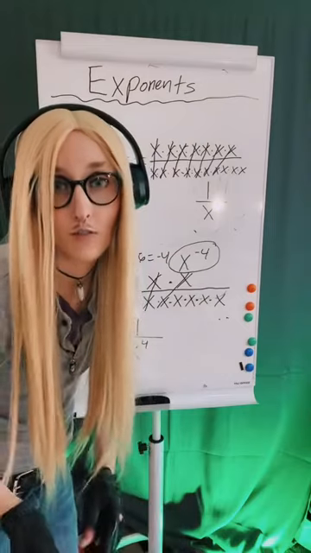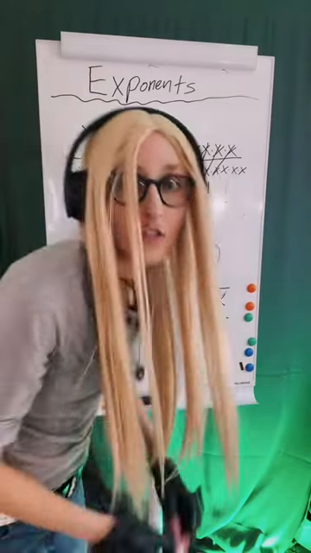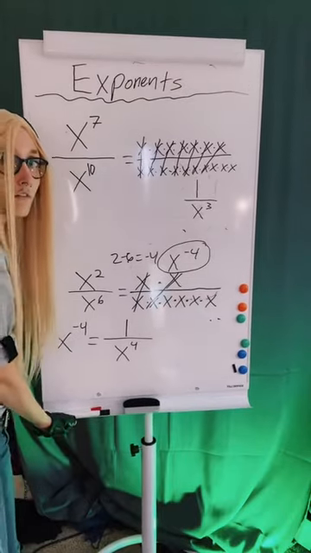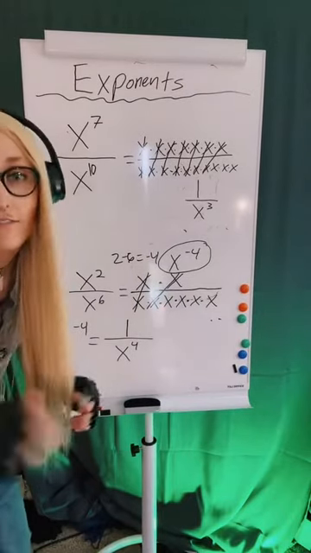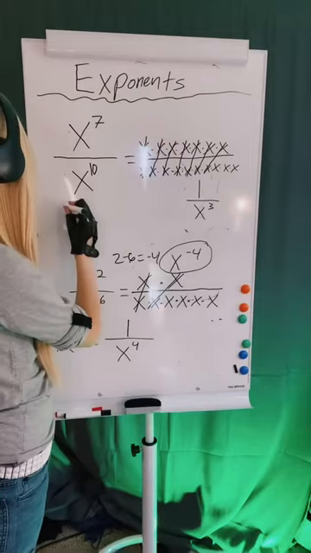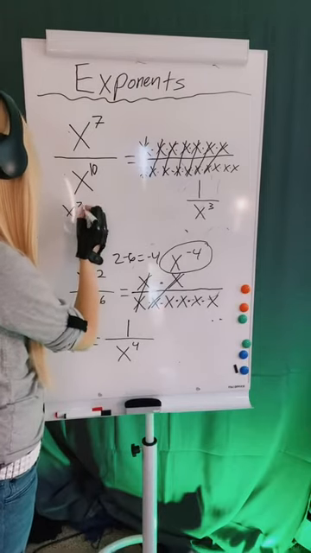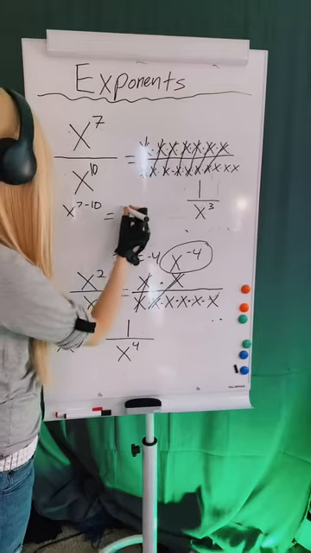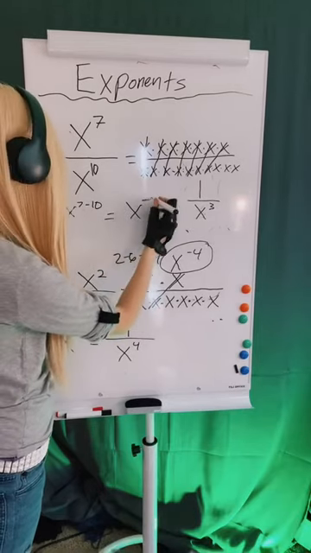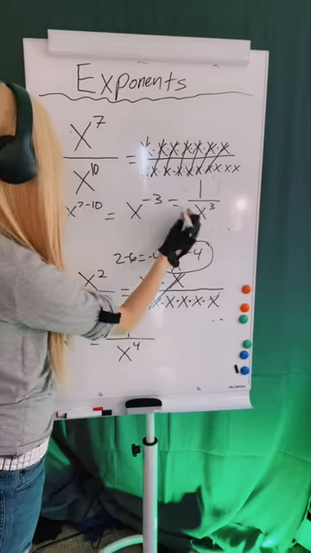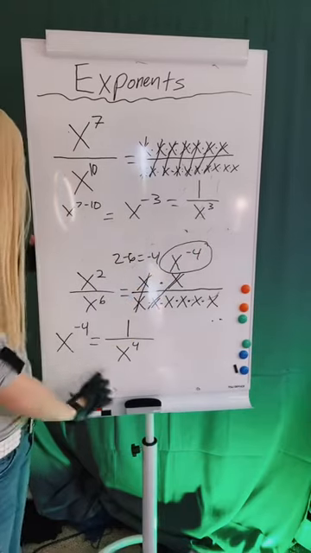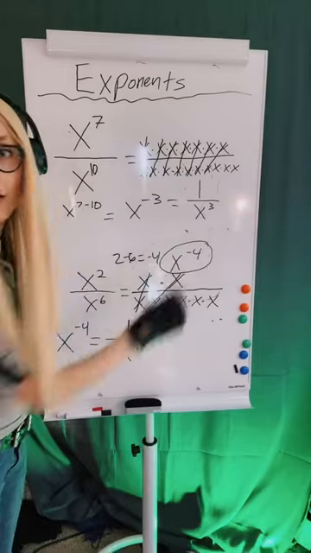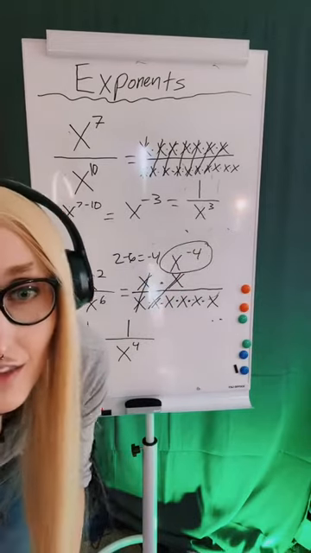Or if we want to use our fast rule, that glare is just right where I don't want it to be. There we go. If I want to use my fast rule, I would do 7 minus 10, and I would get x to the negative 3. And we talked about how to get rid of that negative is to bring it to the bottom. So either way, we come to that x to the 3rd on the bottom.